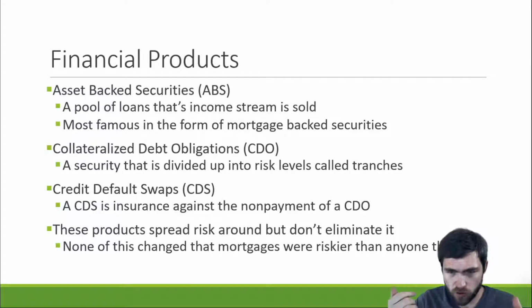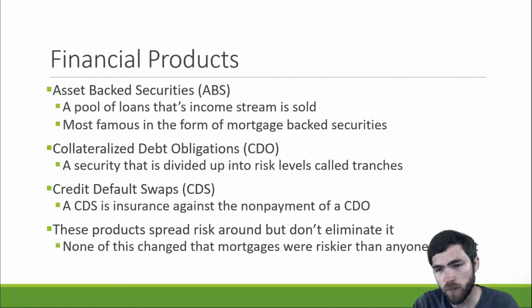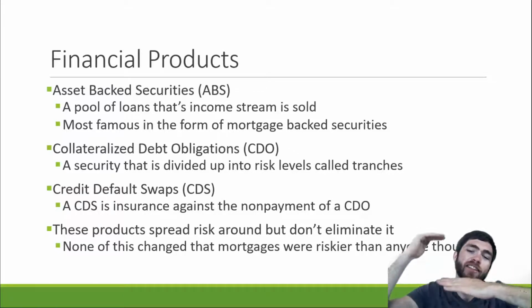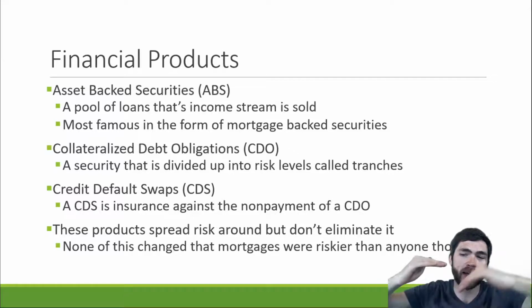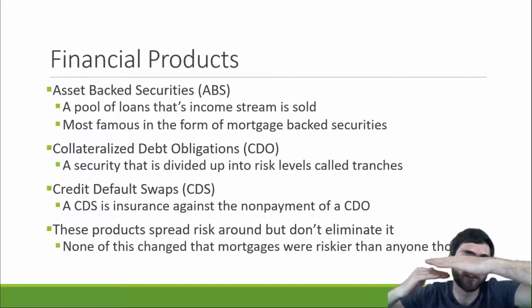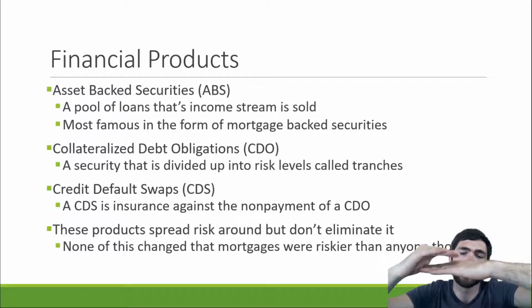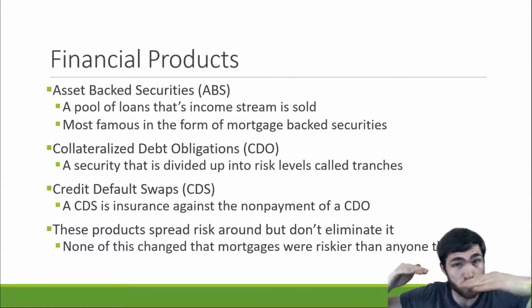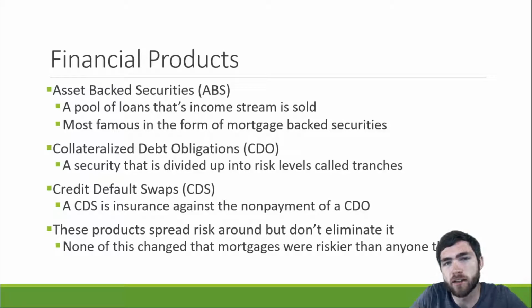A credit default swap is simply insurance against the non-payment of a CDO. And so this builds an asset stack where you've got asset-backed securities. On top of those are CDOs that are supposed to let people select the risk level they want. And then on top of that are credit default swaps, which are supposed to insure investors against downside risk.